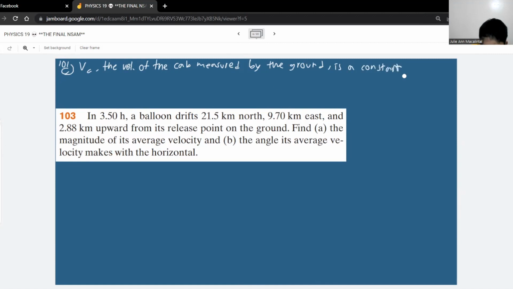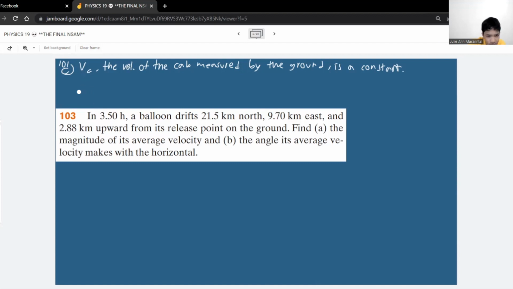Naalala mo yung mga table, yung mga ginagawa natin na table for coordinate transformation sa math? Pareho sila na gagawa kang table measured by the cab, which means new reference frame or new coordinate system, measured by the ground, ganon. So yung methods na ginagawa natin pareho. Magbibigay ako ng problem. So before you go to 103, I'm going to give you a problem na gusto kong subukan mo rin.